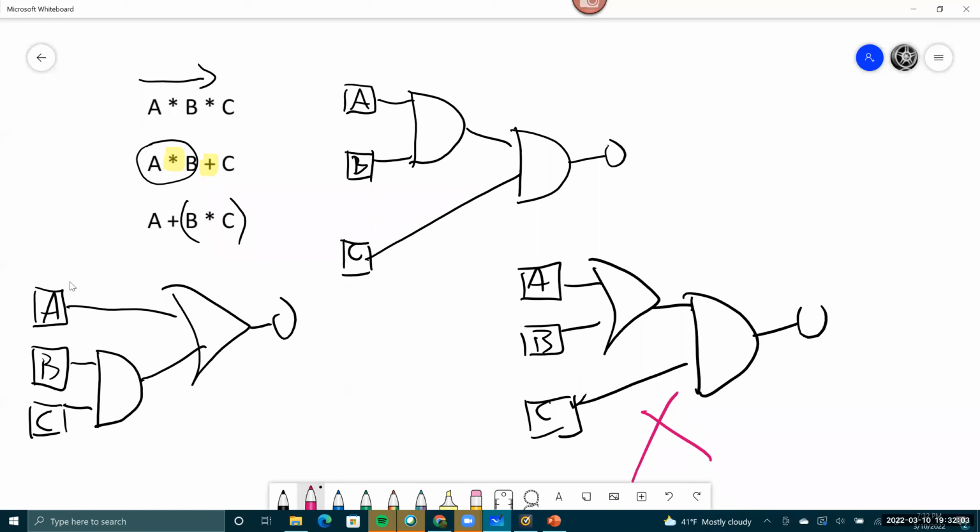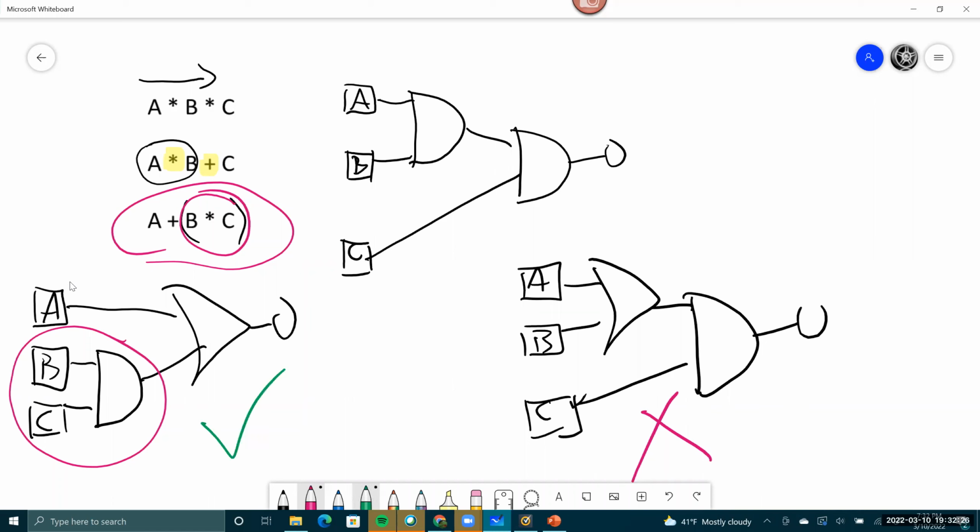You know why? Because looking at this expression, which needs to happen first? AB or BC? BC, right? Got it? So that's why we did BC first and then connected it with an OR to A. All right? So this is the right circuit and the other one's the wrong one.